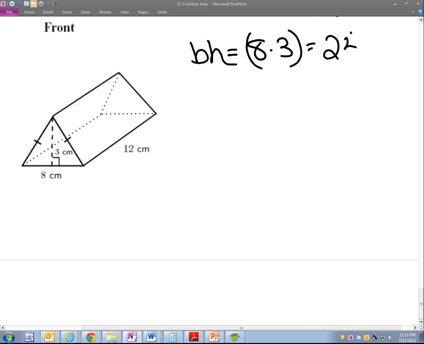Then we have the surface area, which is length times width. And there's 3 of them. They're all going to be the same size. So I have 8 times 12 times 3. 8 times 12 means the distributive property. 8 times 10 is 80. Plus 16 is 96. Then 96 times 3 is very close to 100 times 3. 100 times 3 is 300. Take away 12, 288.